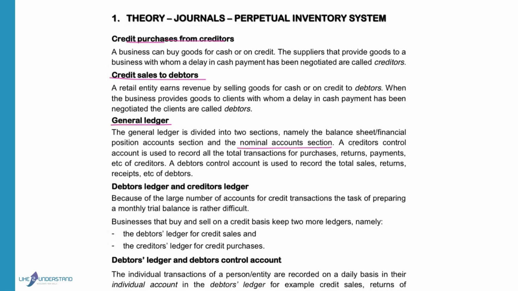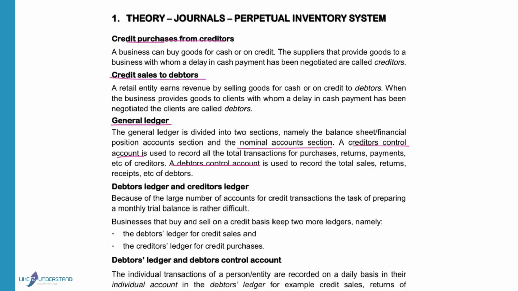A creditor's control account is used to record all the transactions in connection with the creditors. So we will take the total purchases or the total returns or the total payments to the creditor's control account. A debtor's control account is used to record the total credit sales, returns or receipts from debtors. So the creditor's control account and the debtor's control account will form part of all the accounts in the general ledger, and that is how we will complete our double entry.